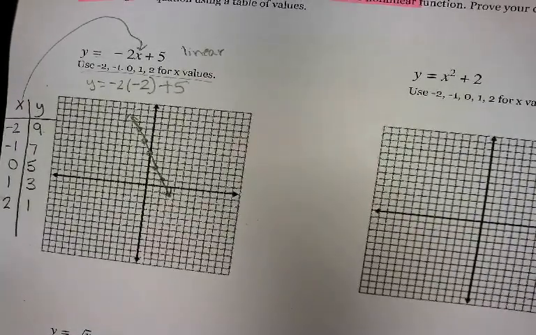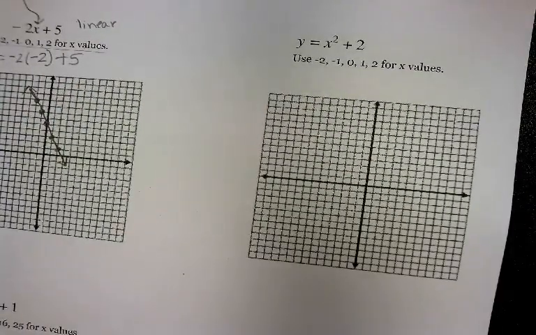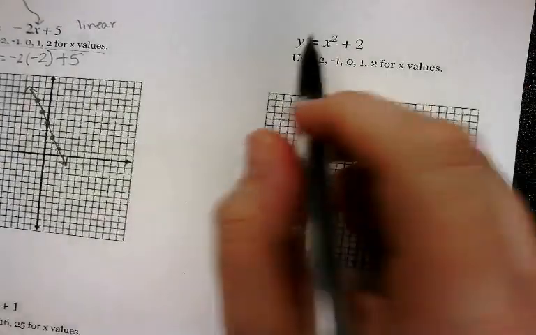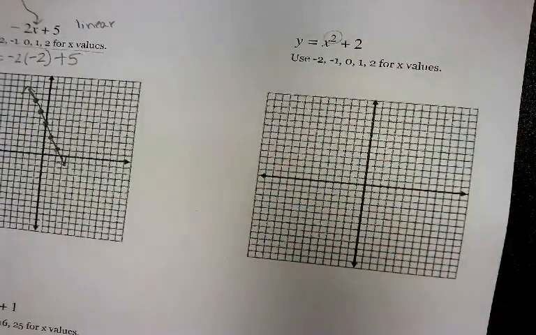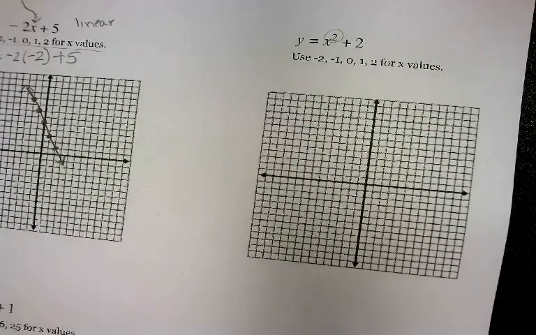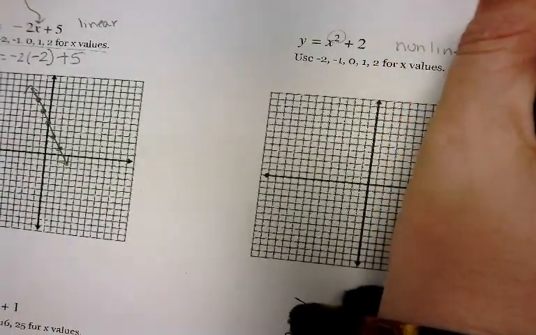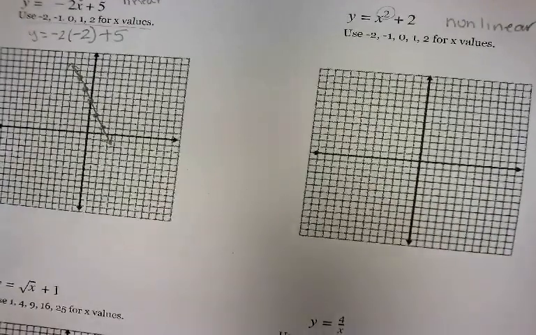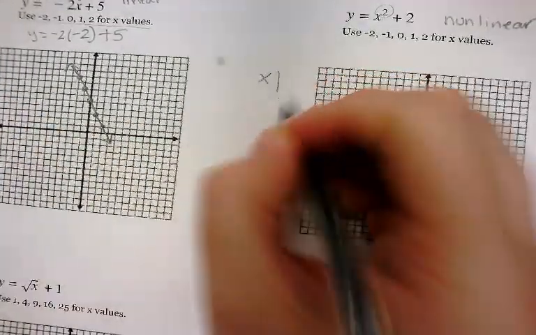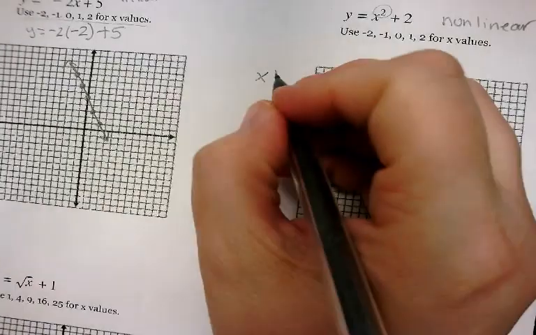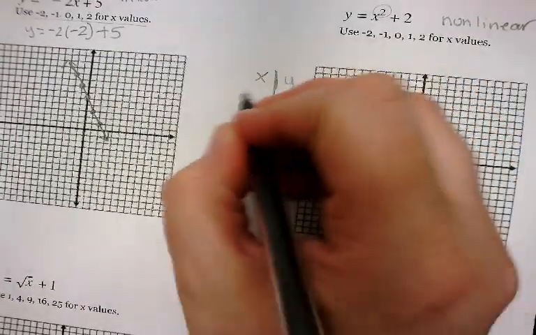The second one we're going to look at is y equals x squared plus 2. I can look at this and see this exponent, so I know that it is going to be nonlinear because it's an exponent. So this is nonlinear. Now I have to prove it. Same thing, create your table: negative 2, negative 1, 0, 1, 2.